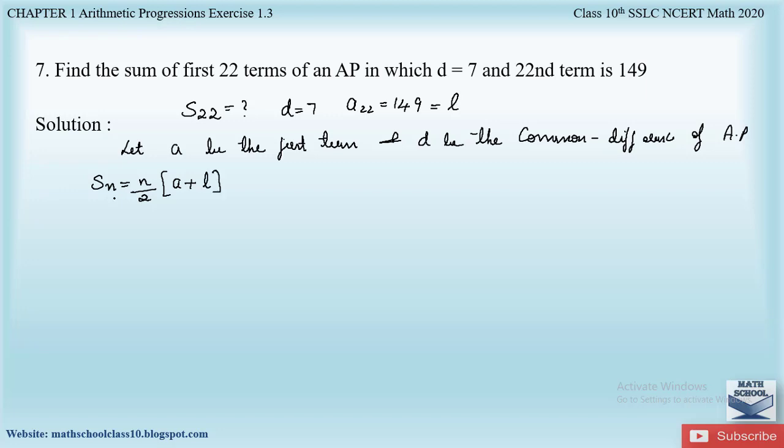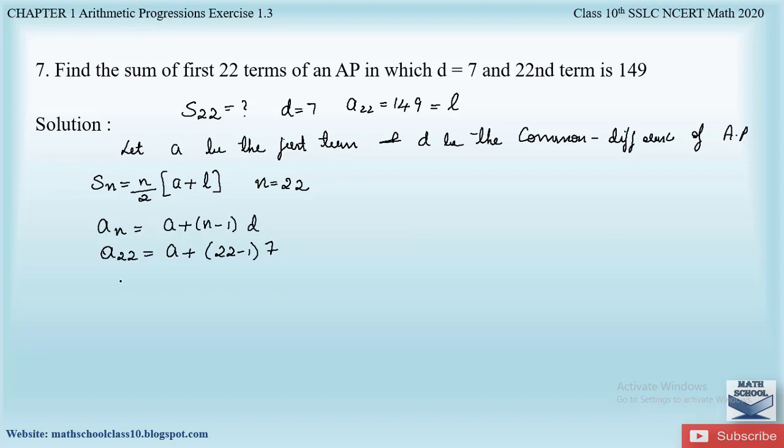We have to find the sum of the 22 terms. The n value we know from the question: since we have to find the sum for 22 terms, n is equal to 22. First, we have to find the a value to calculate the sum. We will find it by using the last term, or the nth term formula: an is equal to a plus (n minus 1) into d. Since the 22nd term is given, n is equal to 22. So a22 is equal to a plus (22 minus 1) into d, where d is given as 7.